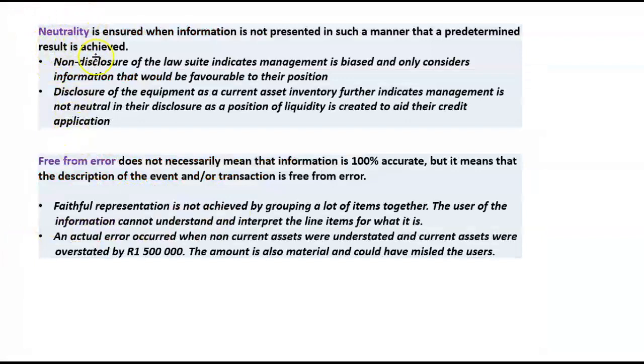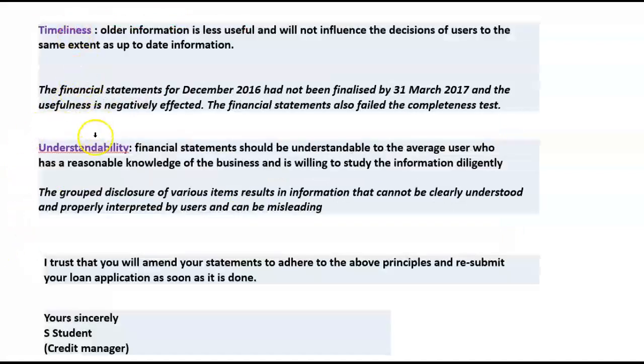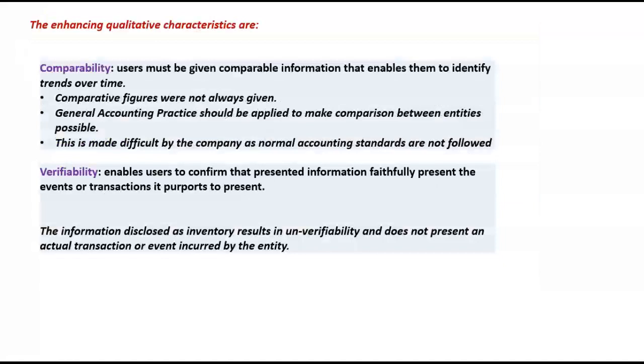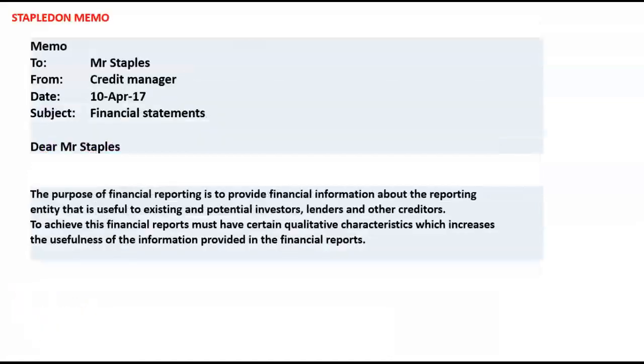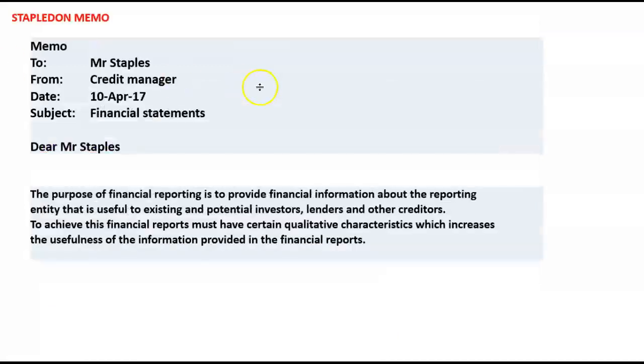So neutrality, there we've done what it is and the scenario. Free from error, what it is and the scenario. Enhancing comparability, verifiability, timeliness and understandability, each one of them would have counted half a mark. And then when you've told me what comparability is, a half mark. When you have applied that for every valid point, a half mark. So potentially you can see that you will also get marks for your layout. So the fact that you're writing a memo and the fact that you are also then ending the memo properly. So you see that potentially in a conceptual framework question, you can earn a lot of marks.